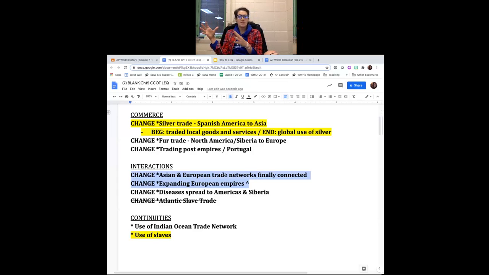Because at the beginning of this unit, right, we talked about how Asia was Asia, Europe was Europe, the Americas were the Americas. Now, by the end of this unit, we are really connected globally, all because Europeans went over to the New World, settled there, took over all the natives, and then from there started their trade routes. So I'm going to use this one.